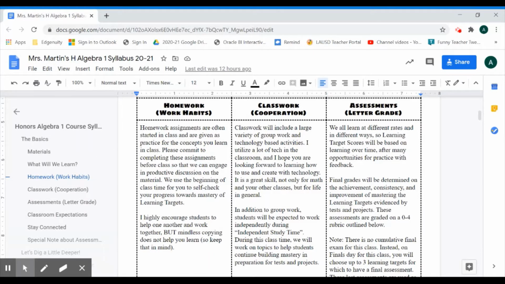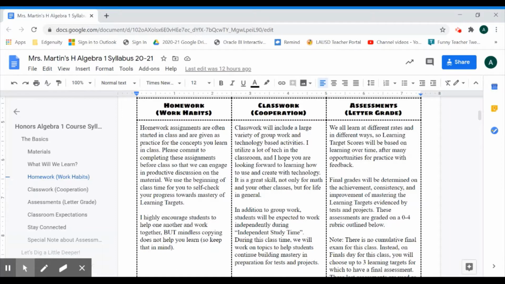So, work habits, homework. Homework is really important, and although homework is no longer going to count towards your letter grade, it is extremely important because it helps support you and helps you learn the material so that you can perform well on the assessments. So don't be mistaken, even though homework only counts towards your work habits, it doesn't make it any less important.